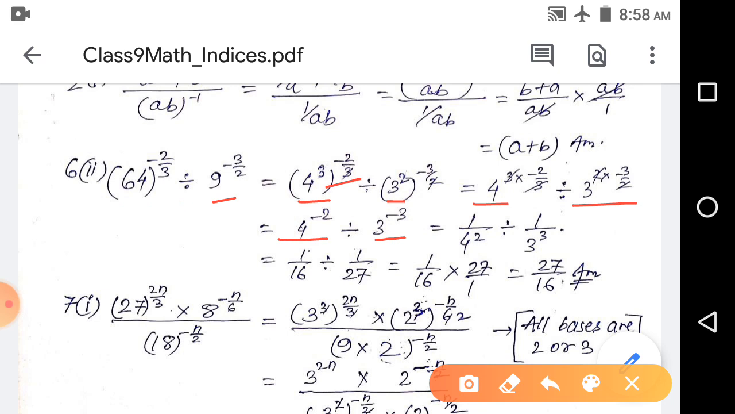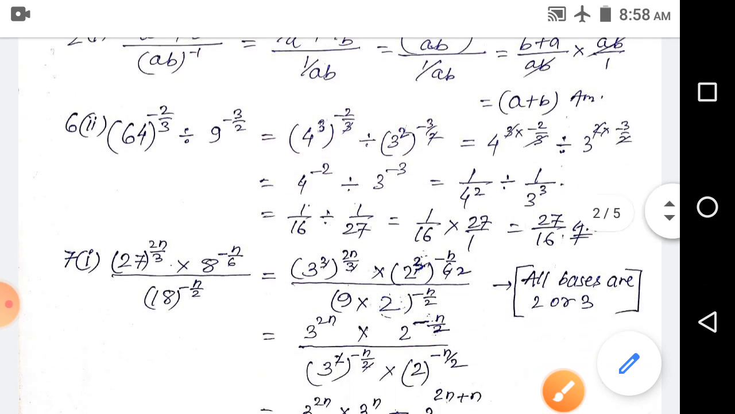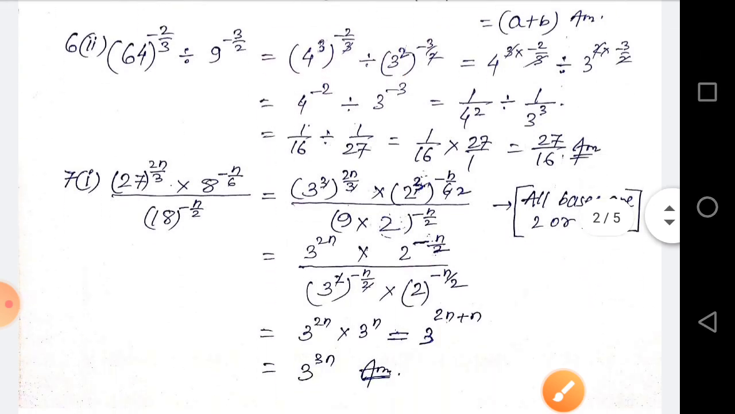After that, we know what to do. For this 4 to the power minus 2, we can take the reciprocal and write 1 by 4 to the power 2, and for this 3 to the power minus 3, we can write 1 by 3 to the power 3. Then this division sign is interchanged with the multiply sign after writing 1 by 4 squared as 1 by 16 and 1 by 3 to the power 3 as 1 by 27. So this is a simple calculation, you can understand this.